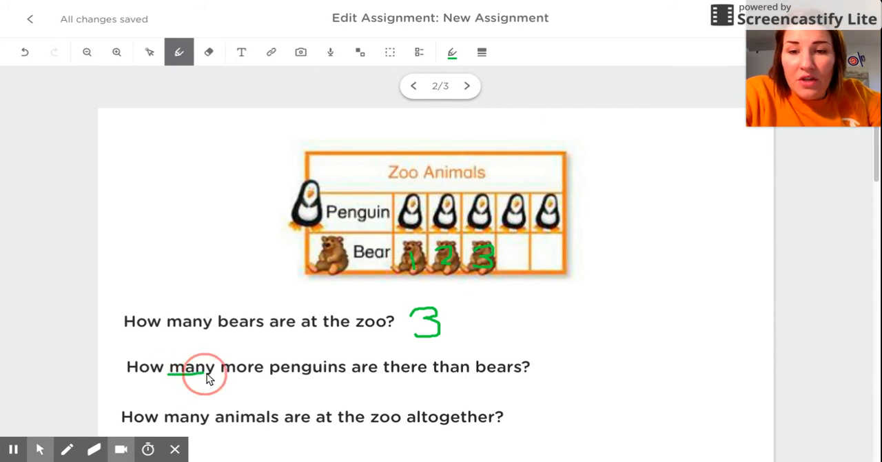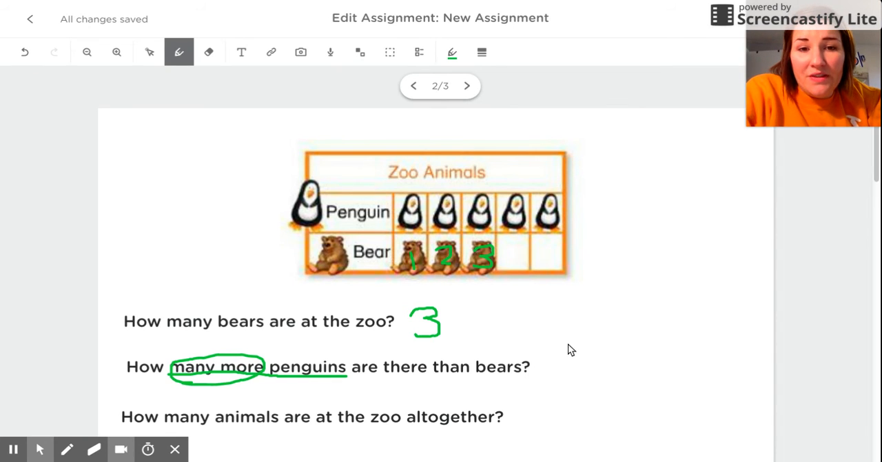Now another question, how many more penguins are there than bears? So again, when it's at how many more, I'm going to do that comparing strategy that we've worked on with our story problems. And since we're all pros at that, we know exactly what to do. So thinking about my strategy, the picture's already there for me. All I have to do is look at them and pair them up to see how many extras there are. So I want you to pause the video and take a look at the graph. See if you can figure it out before I do it.